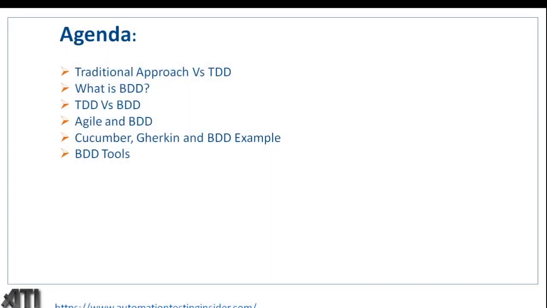So let's get started with the agenda. We'll talk about the traditional approach versus TDD, that is test-driven development. We'll talk about what is BDD, that is behavior driven development, and we'll see the difference between TDD and BDD. Basically, the BDD framework comes from TDD. We'll talk about how we can relate the BDD framework in agile methodology, and later on we'll talk about the Cucumber tool and Gherkin language, and we'll see a BDD example. And later on, we'll talk about some different BDD tools available in the market. So let's get started with the first topic, that is traditional approach versus BDD.